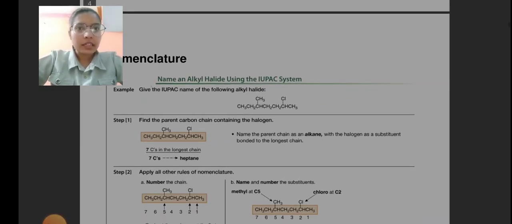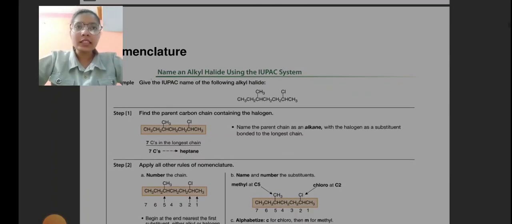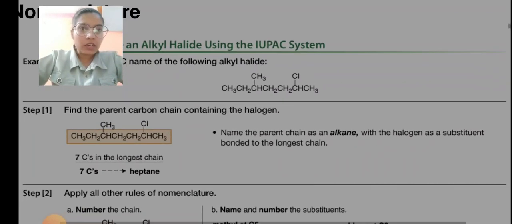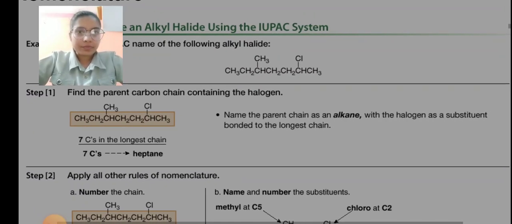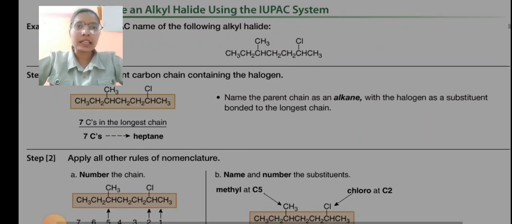Let's move ahead. Now see nomenclature: naming an alkyl halide using the IUPAC system. Let's see an example. Here is the example given. Now let's see how we can write its name. Step 1. Find the parent carbon chain containing the halogen. Name the parent chain as an alkane with the halogen as the substituent bonded to the longest chain. Firstly, we have to find the longest chain, where any X atoms, that is halogen atoms, act as a substituent.